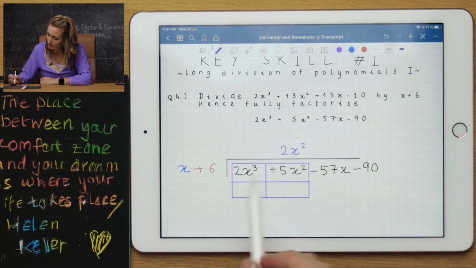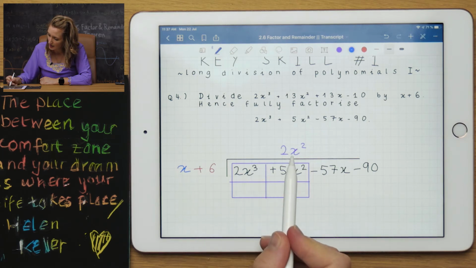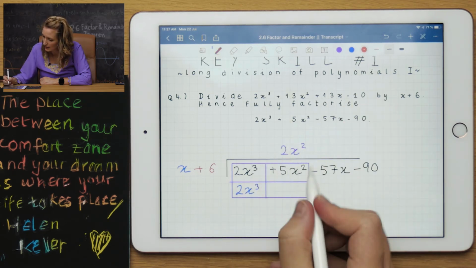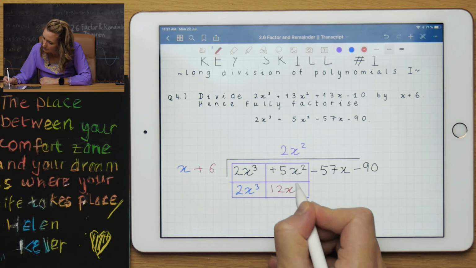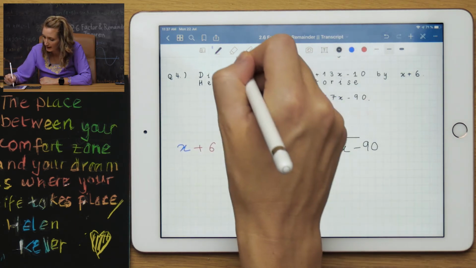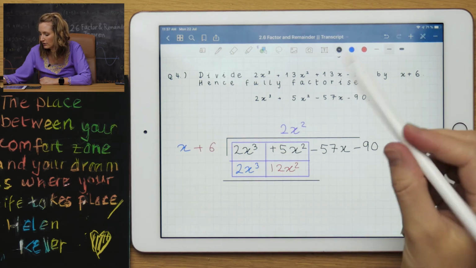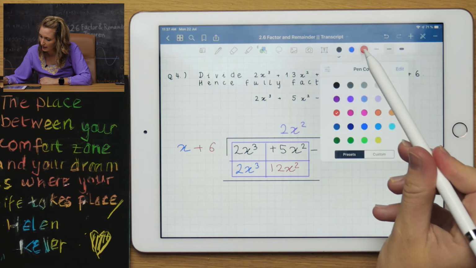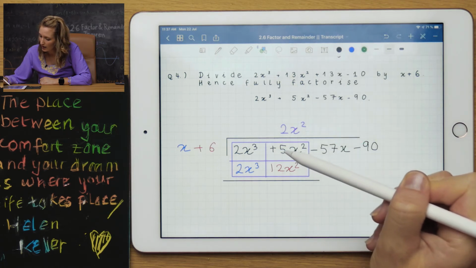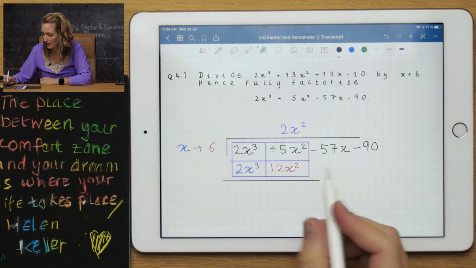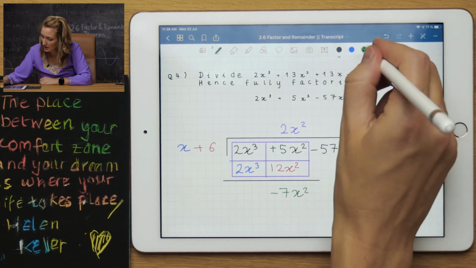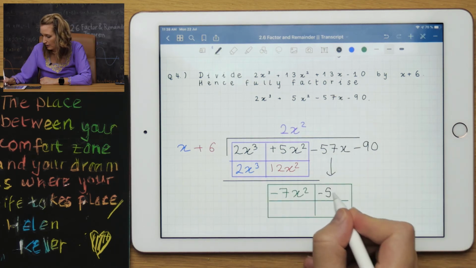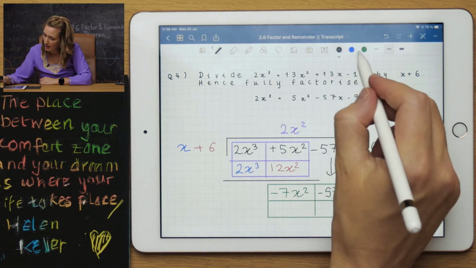Now multiply to fill in these two cells. X times 2x squared, 2x cubed, and 6 times 2x squared, 12x squared. We minus to calculate the remainder and move forward. 2x cubed minus 2x cubed, obviously nothing here. And let's have our green next. 5x squared minus 12x squared is minus 7x squared to start our next block. We drag down from the top line here minus 57x, and we start again.